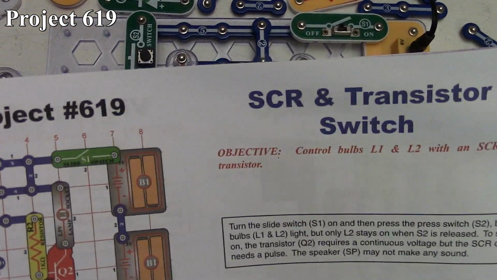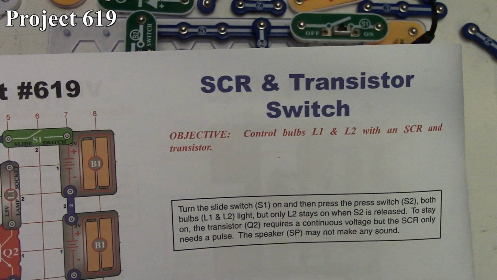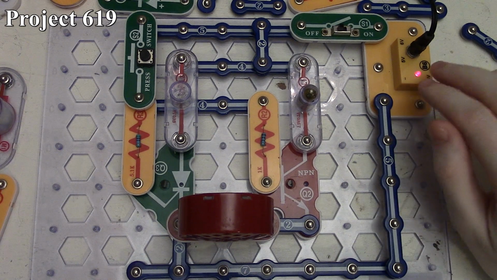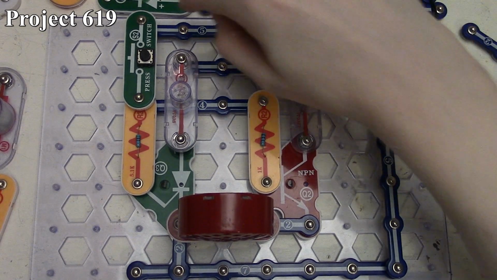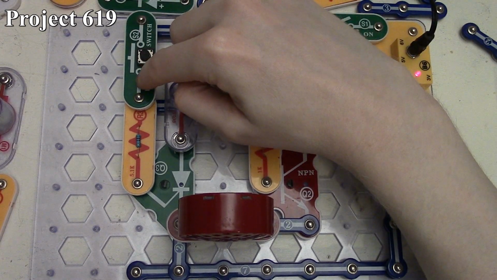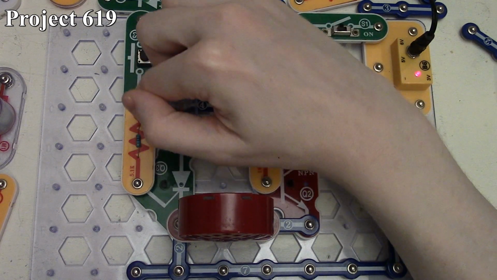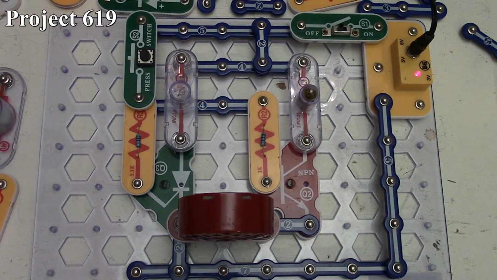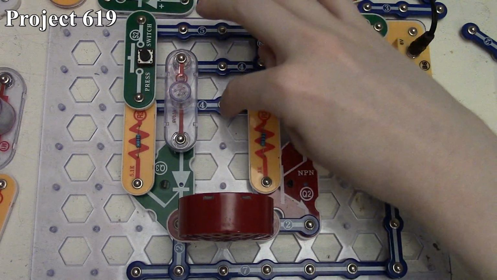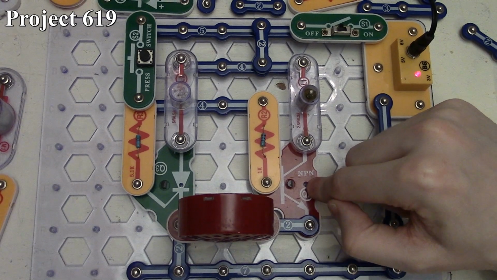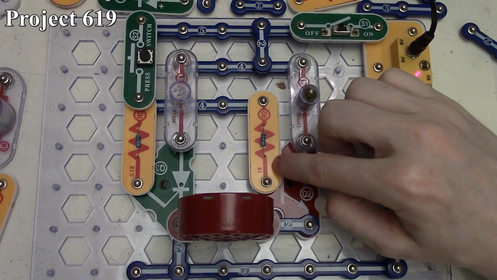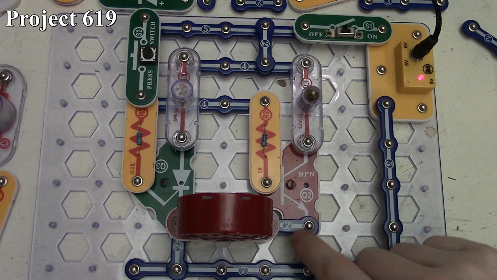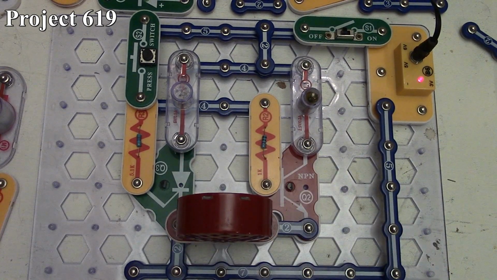So here we are at project 619, the SCR and Transistor Switch. There it is in the book, and here it is on the board. So we have our 6 volts going to our slide switch. That's feeding our press switch. And then we have our 5.1K resistor going into the gate of our SCR, which is connected across our 6-volt lamp. And then our press switch is also feeding our NPN transistor's base through our 1000 ohm resistor, which is connected across our 2.5-volt lamp, and then going back through our speaker.